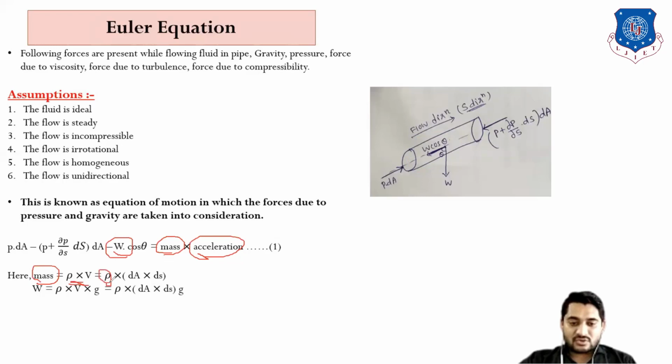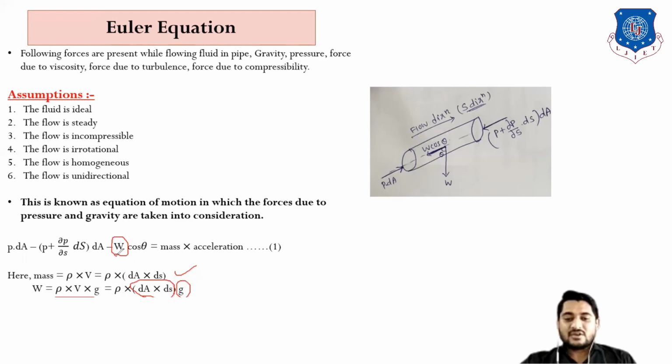Here rho as it is, and volume we can take as area into distance, so dA into ds. Clear? So mass is equal to rho dA ds. Now weight W. Weight W is equal to rho Vg, right? You have already studied in chapter number 1. So rho for volume dA into ds, and g as it is. So we have found the values of W and mass.